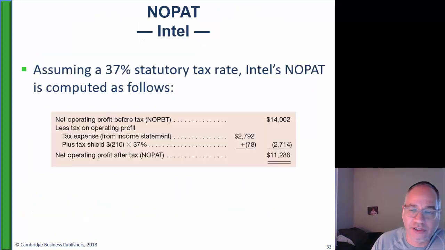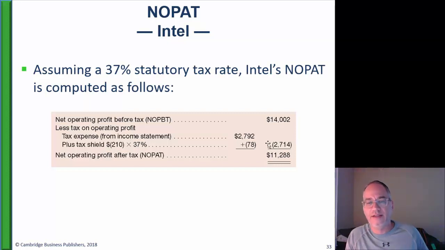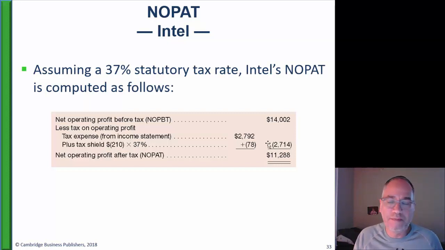So that creates a tax shield. So 210 times 37% would be 78. So the 78 of this tax expense comes from the non-operating items. Therefore, tax expense excluding the non-operating items, in other words, tax expense on the operating items, is $27.14. And therefore, NOPAT would be $11,288.